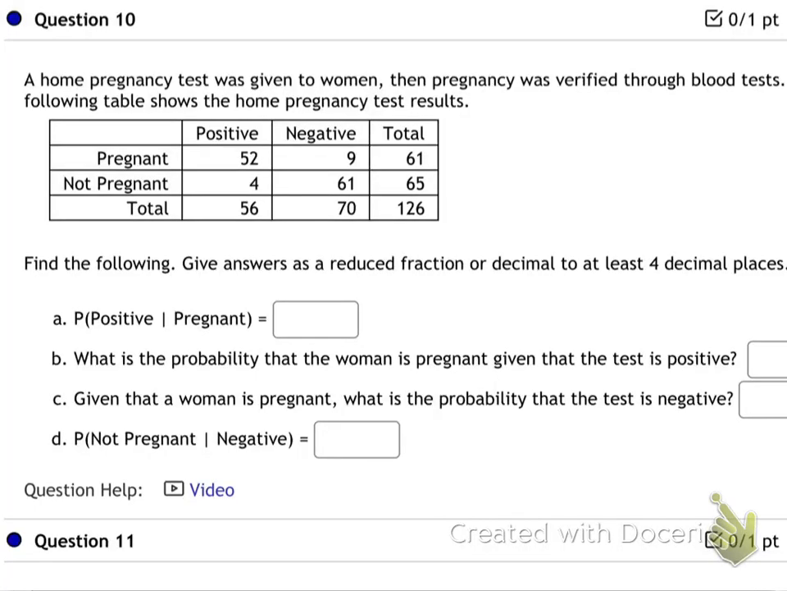All right, let's try number 10. Home pregnancy test was given to women. Then pregnancy was verified through blood tests. All right, so you want to put that chart down on your paper there, and then we'll see if we can answer the questions. Let's make sure we're understanding what the chart says first off. What's that 52 there? Tell me about those 52 people. The pregnant and the test told them they're pregnant, right? It came out positive, right? They're pregnant and the test said so.